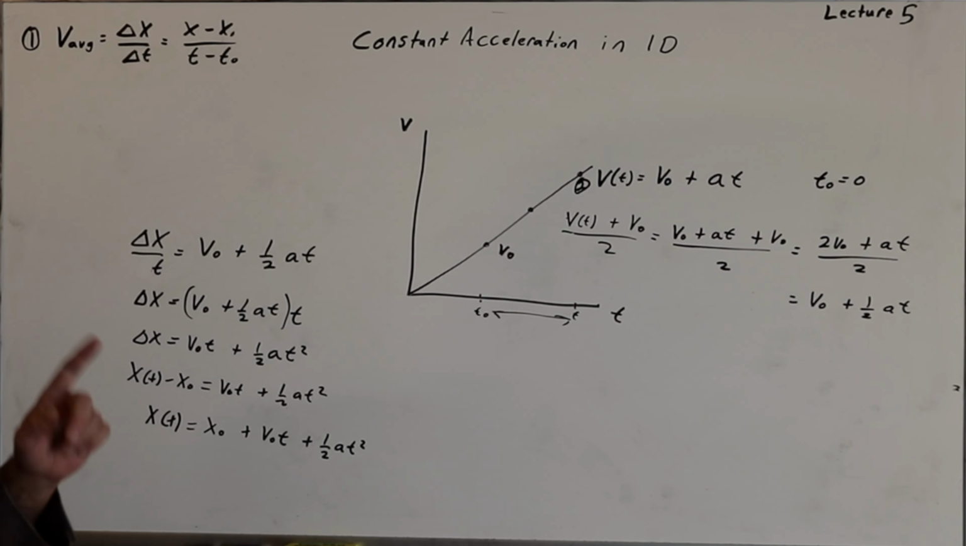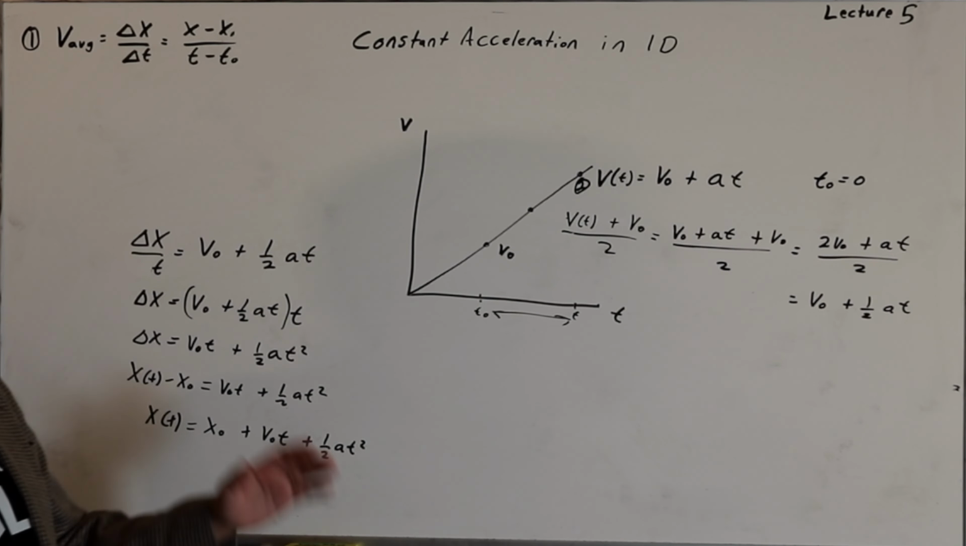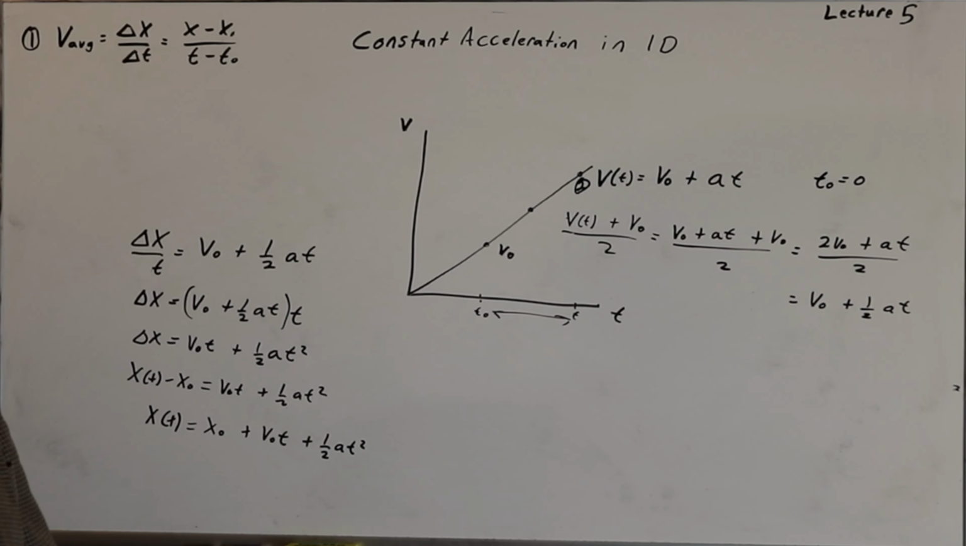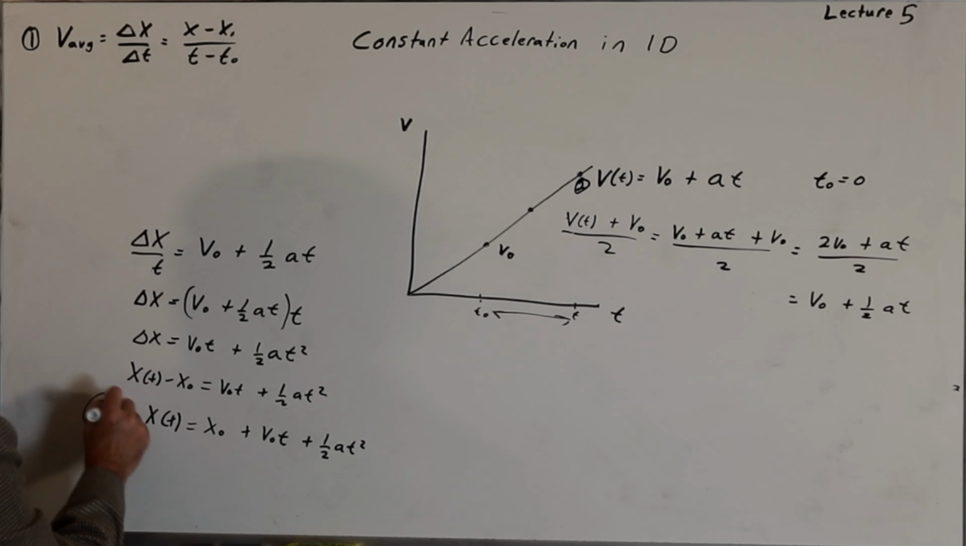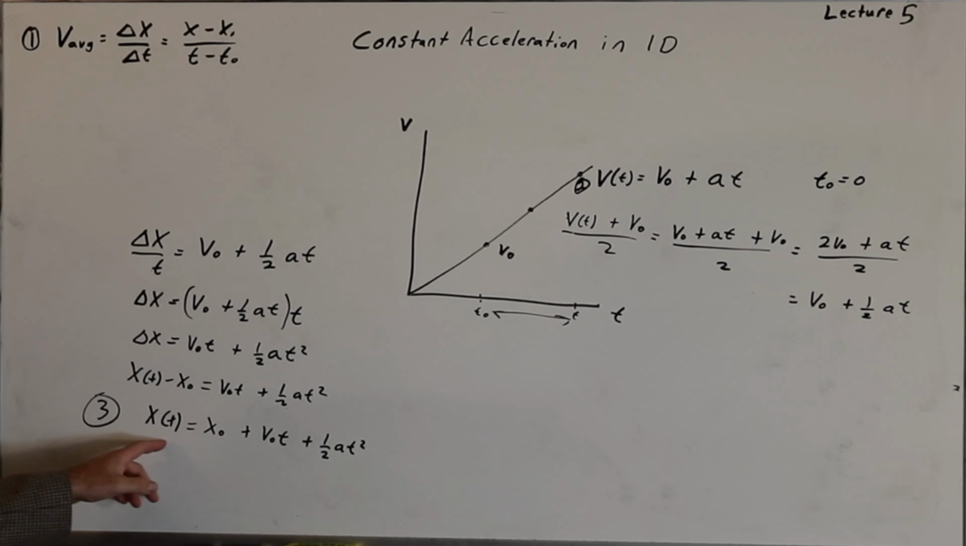Now, keep in mind, this 1/2 at squared term at the end here only works if we have a constant acceleration. It would be different if we had some other time variation for the acceleration. And so this we'll call equation number 3. That's what we wanted to get. And this is the basic equation we can solve lots of physics problems with.